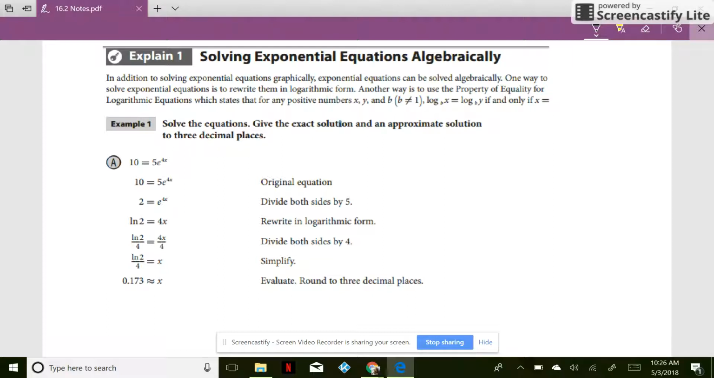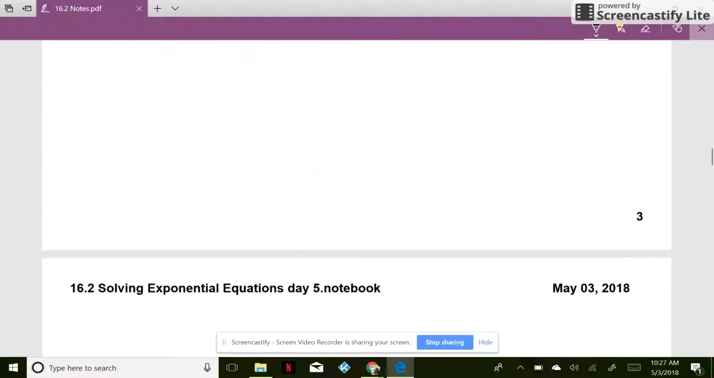Taking the natural log of both sides is the undoing of e to the power, so it'll just leave us with the exponent of 4x. So now we have natural log of 2 is equal to 4x, divide by 4, and then you can just use your calculator to solve the problem.